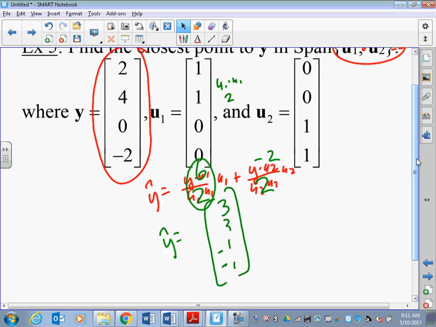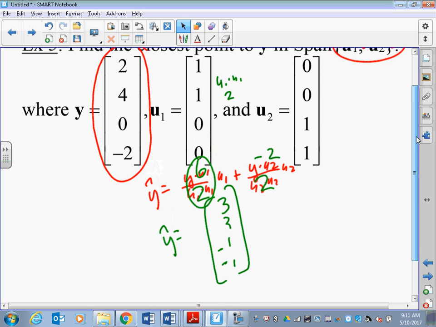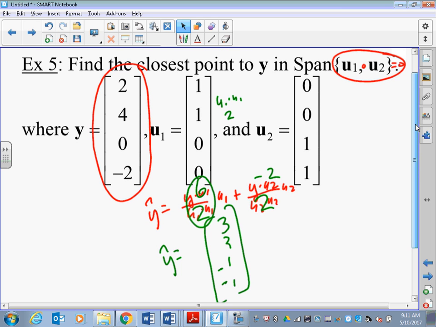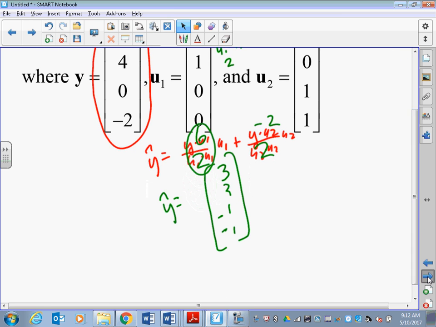So that's the closest point. Right? Still in the span of that. We're good? So z is the projection, so therefore it's not going to be in u1 and u2 anymore. It still has to be in the span of that. So we're not finding z in that case. We're finding that point that's kind of right underneath y.